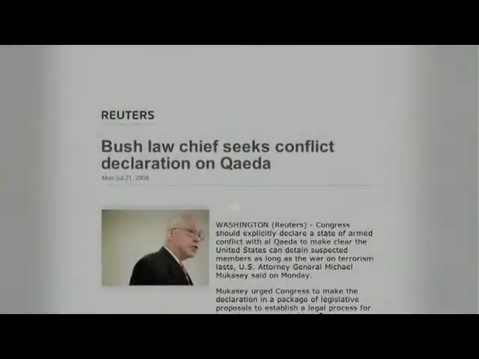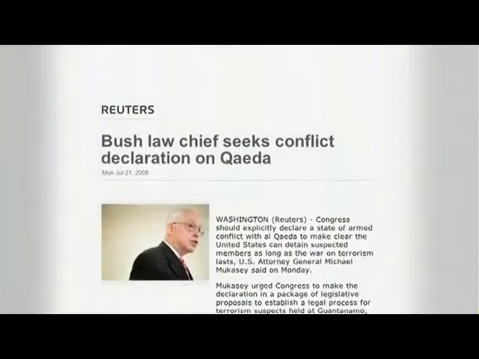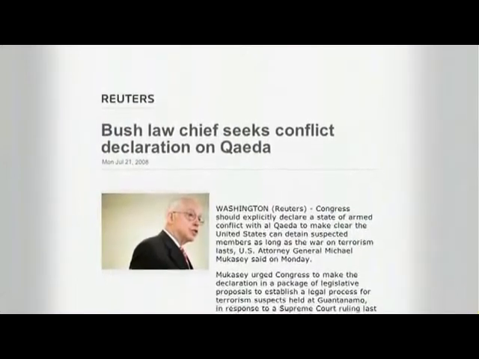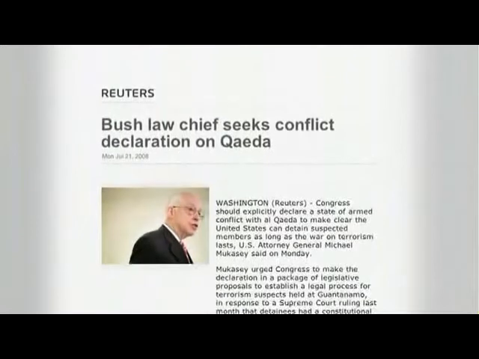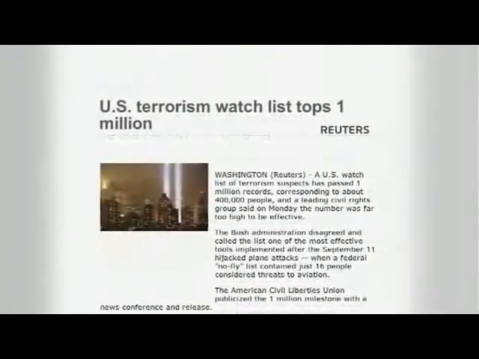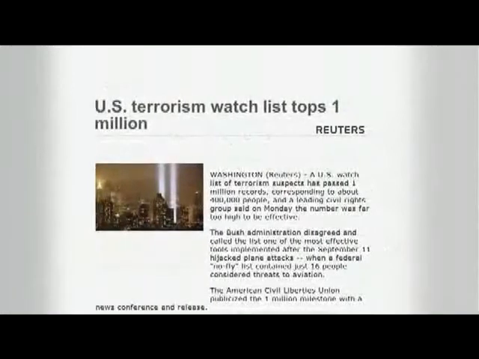In mid-2008, the U.S. Attorney General actually proposed that the U.S. Congress officially declare war against the fantasy. Not to mention, as of July 2008, there are now over 1 million people currently on the U.S. terrorist watch list.